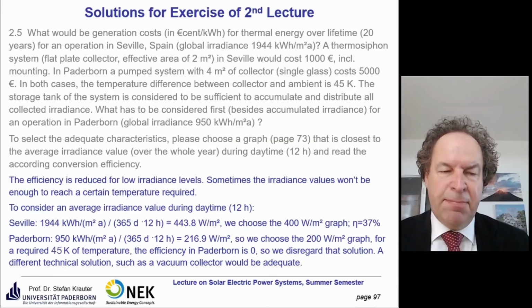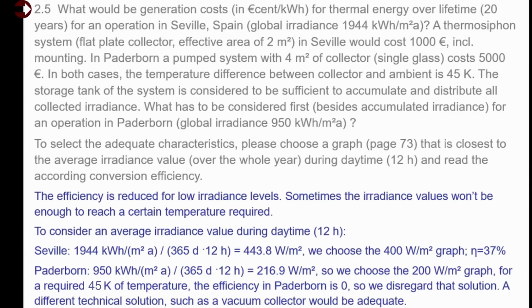So we come to the next part of the exercise. The question was about the generation costs in Seville, Spain. We didn't take Faro, but it has about the same irradiance value. The yearly irradiance in Seville is 1,944 kilowatt hours per square meter per year. If we take 365 days and 12 hours, so only from the morning to the evening, not 24 hours, just the daylight hours, it's about 400 watt per square meter, and then we choose the graph with 400 watt per square meter.